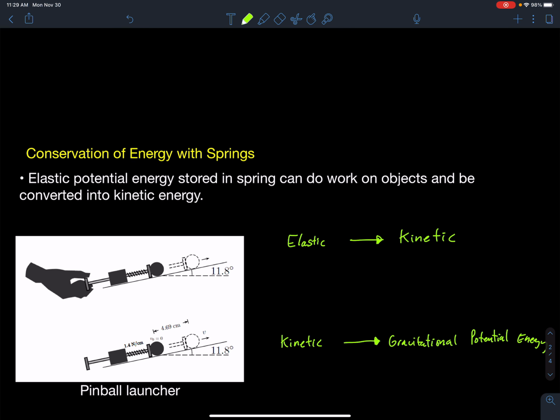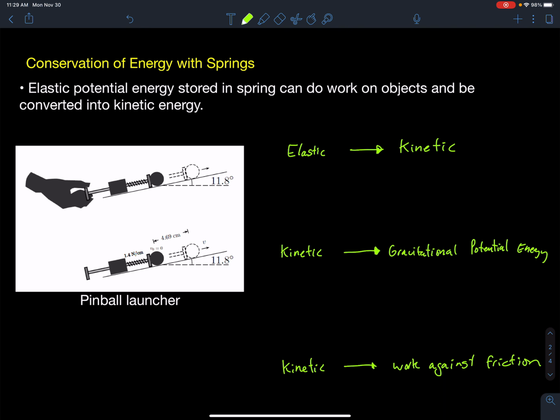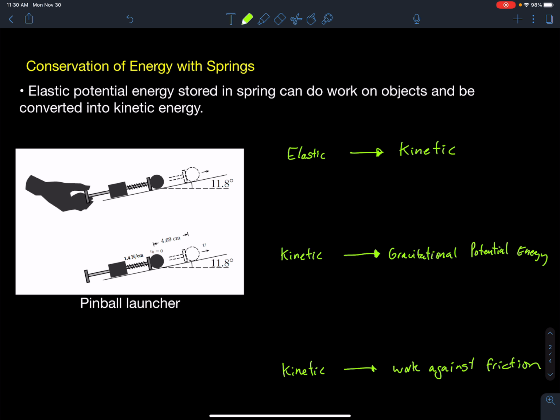And then let's take a look at conservation of energy with springs in a loaded system like a pinball machine. The elastic potential energy stored in a spring can do work on objects and be converted into kinetic energy. I presented this in class where we had a pinball machine. If I pull back the spring, I'm doing work on the mechanism, and that work is stored as elastic potential energy, which is 1/2 kx squared.